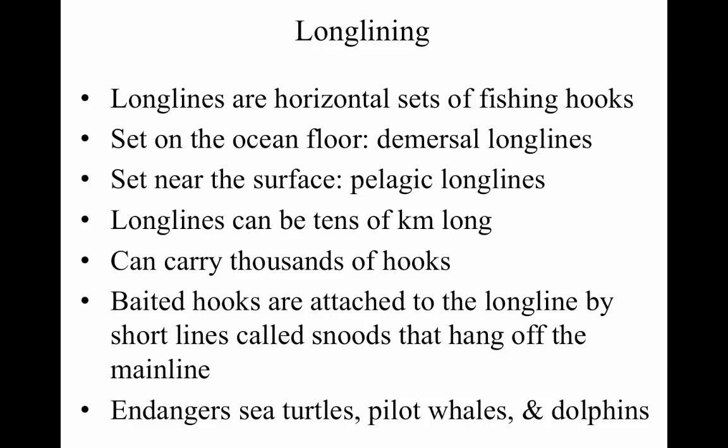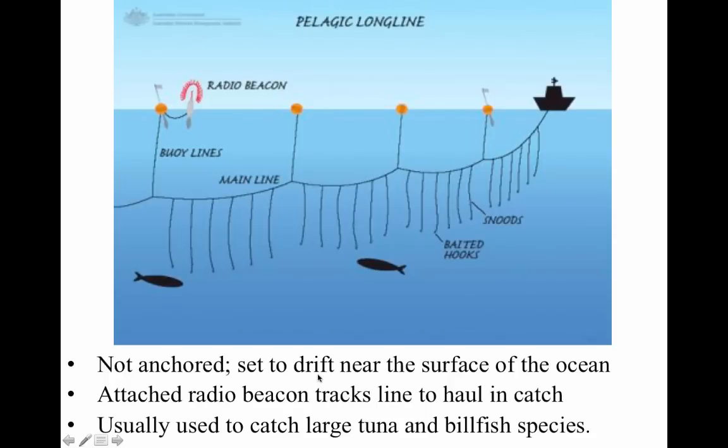Long line, that's the one with all the hooks hanging off of it. The 2 different things they can do is they can have it sink and sit on the ocean floor to get the bottom feeders, or they can have it float from the surface and catch fish that way. These can also be tens of kilometers long with thousands of hooks, and the baited hooks are attached to the long line. And it's time consuming for the fishermen to bait over 1,000 hooks, but that's what they do. And this type of fishing does still endanger sea turtles, pilot whales, and dolphins.